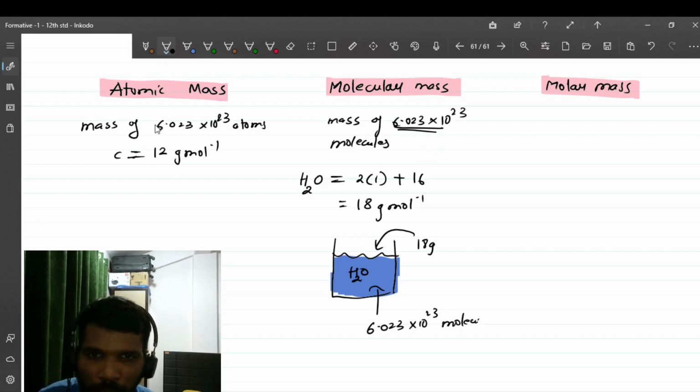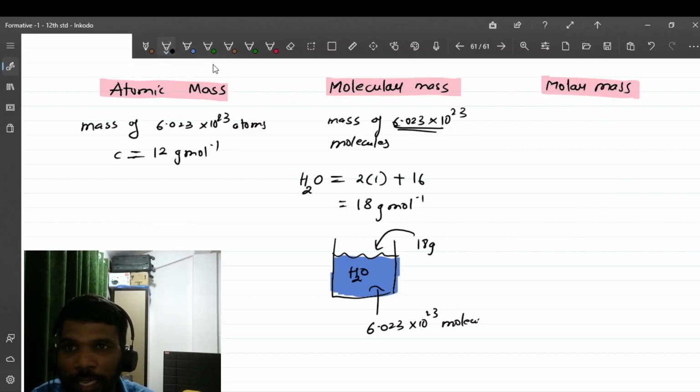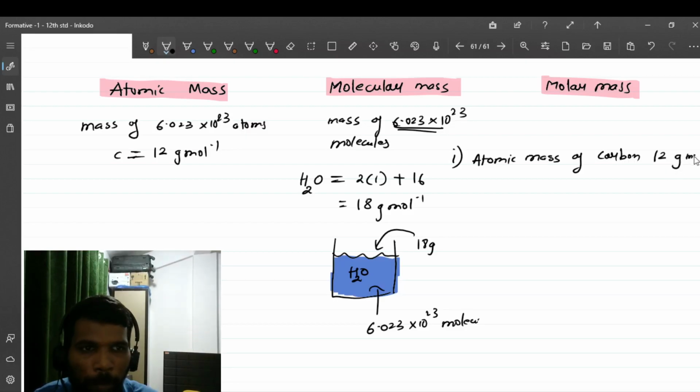Now, what is a molar mass? What is the meaning of this molar mass? I'll make some statements over here. With those statements, I think you should be able to understand the molar mass. I can say that the atomic mass of carbon is 12 gram per mole. Atomic mass of carbon, I can say this way.